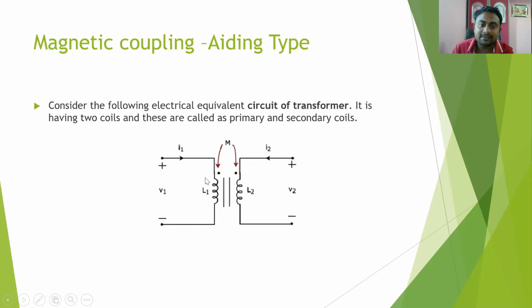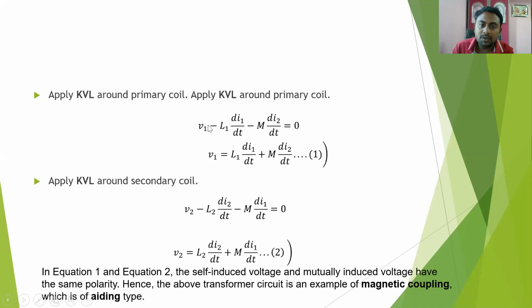I repeat what I said. From the I1 current, the self-induced voltage is minus L1 di1 by dt. That is what we know. By this I1 current flowing, there is an induced voltage in the second coil. I have to write that as M di1 by dt. The sign of M is the same as the sign of L1. The sign of L1 is minus, so I consider the M sign also as minus. So I represented it in this way.